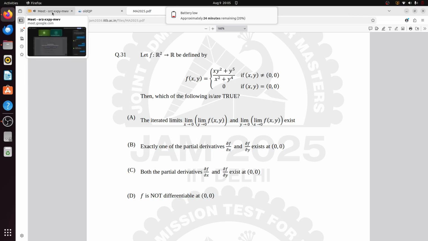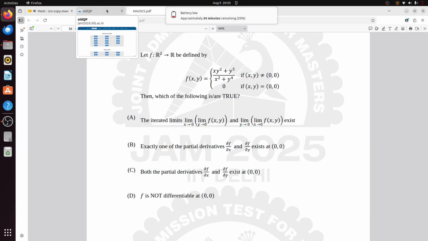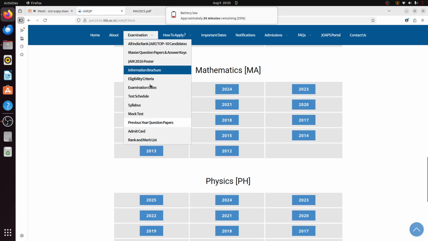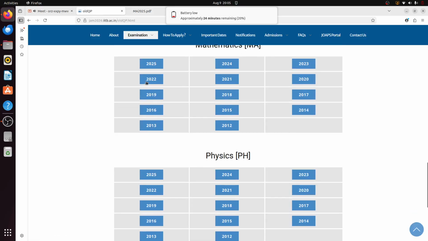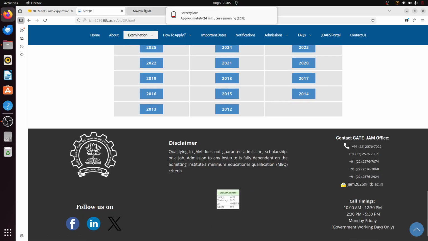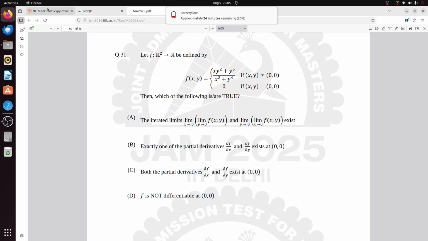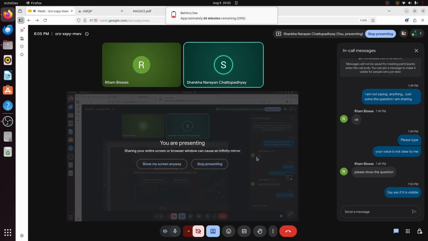Actually my battery is very low, so I am just turning off. You can find the question here, and the answer also. My battery is very low, so can I turn off?